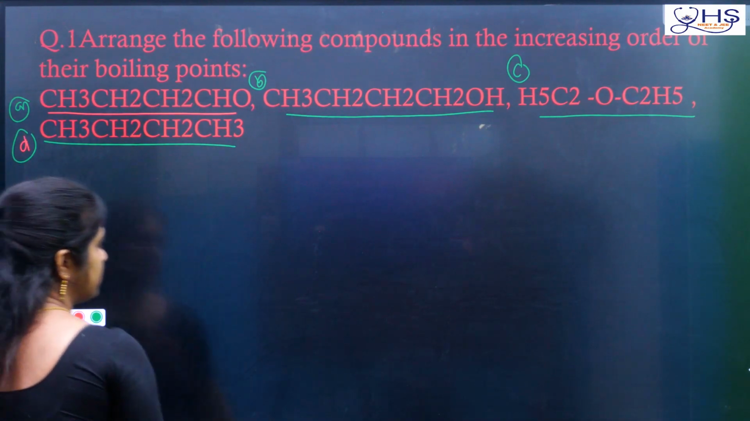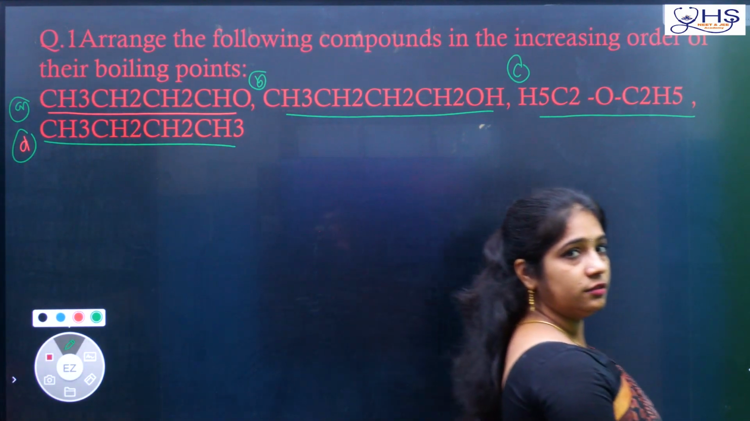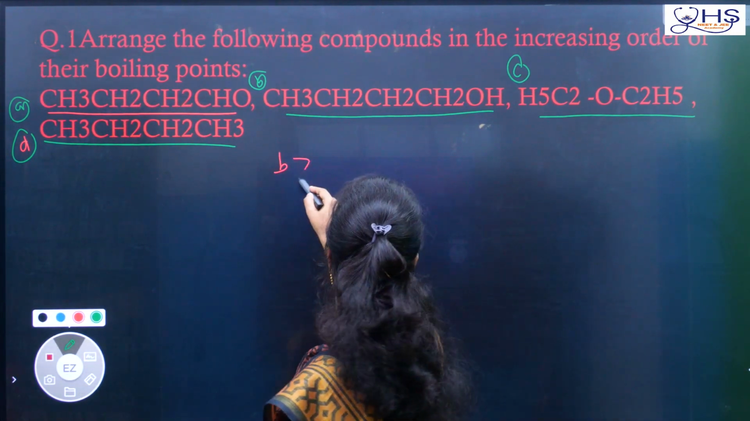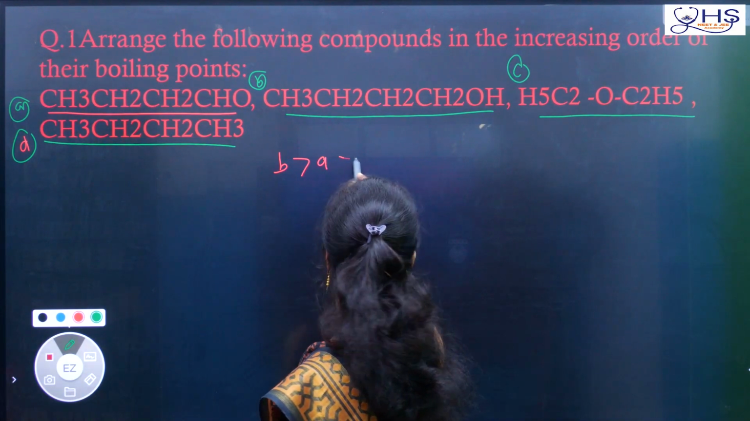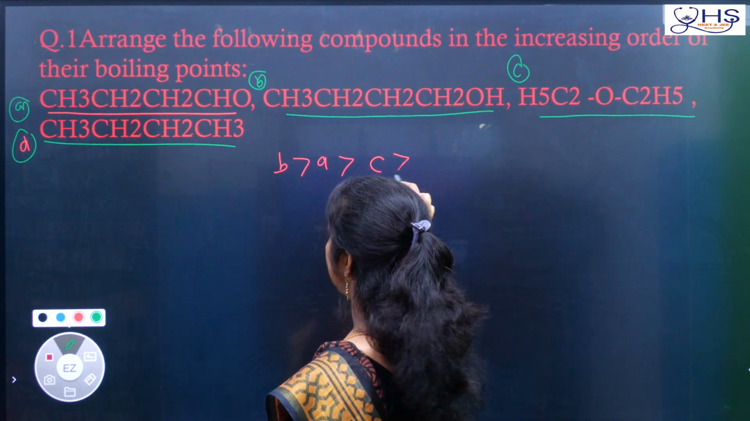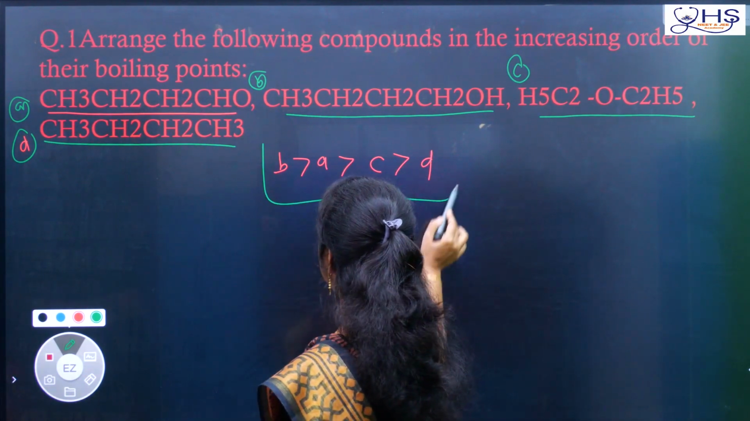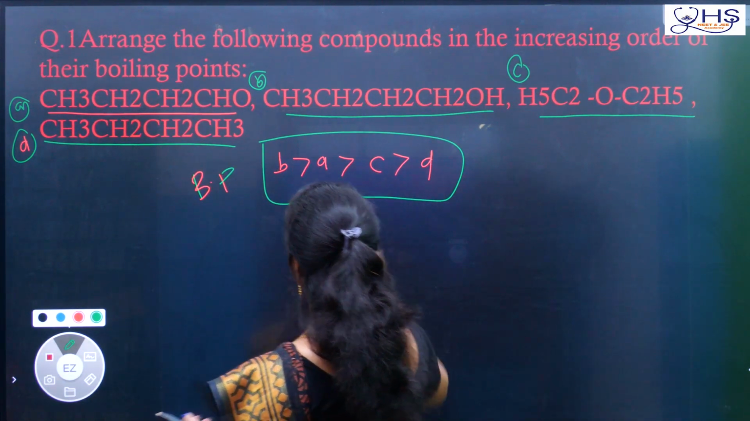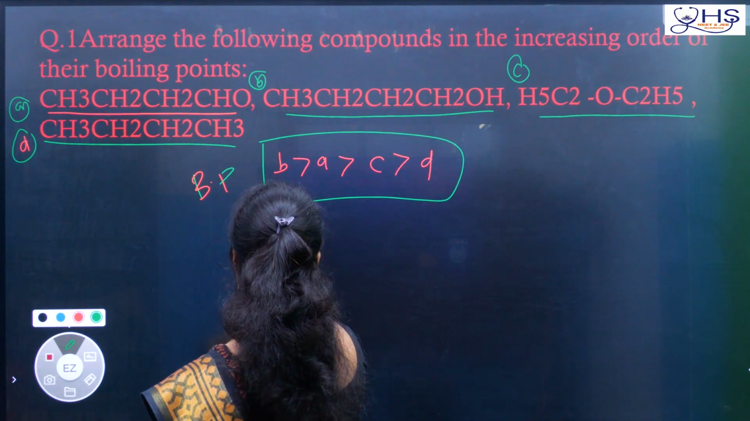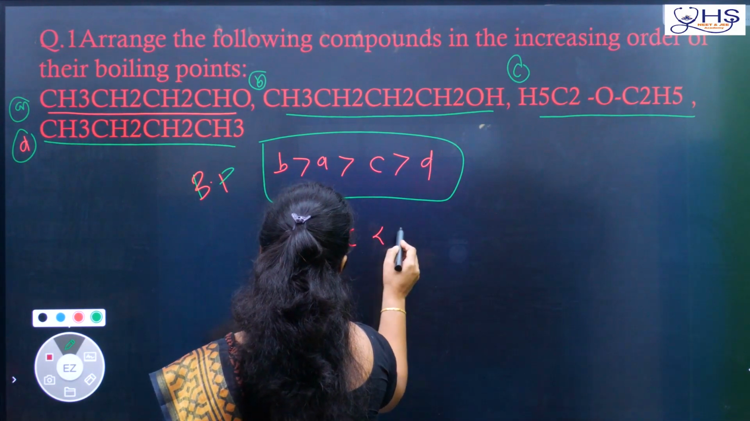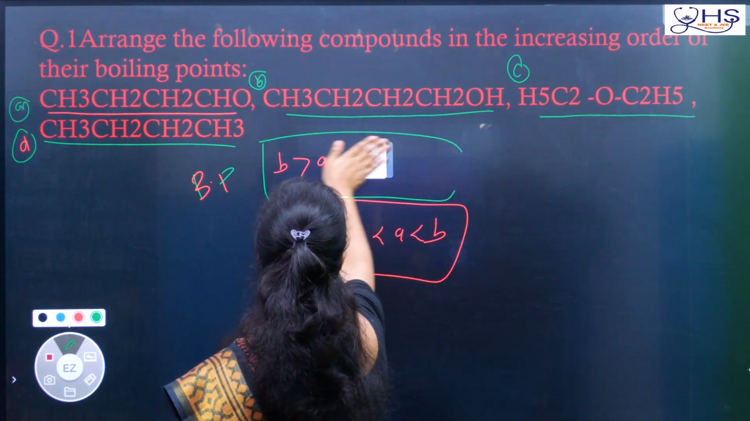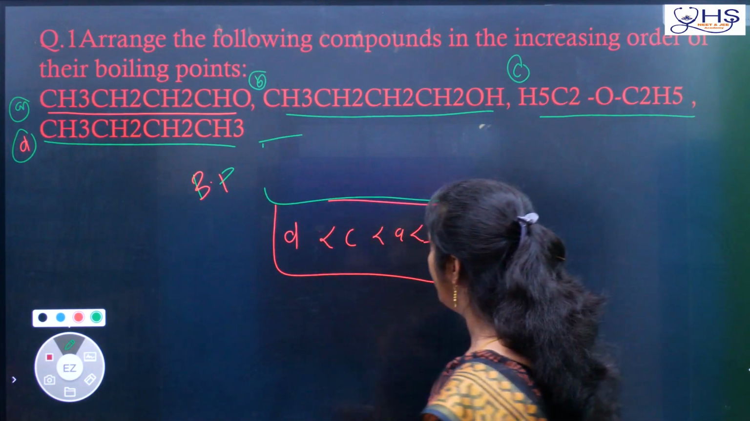Now easily you can say, pause the video and try to answer. Alcohol B, then you have aldehyde A, then you have ether, then you have alkane. Very easy, this is the order of boiling point. Sorry, this is decreasing order, they are asking you increasing order. Increasing order means D, C, A, B. This is the increasing order of boiling point.